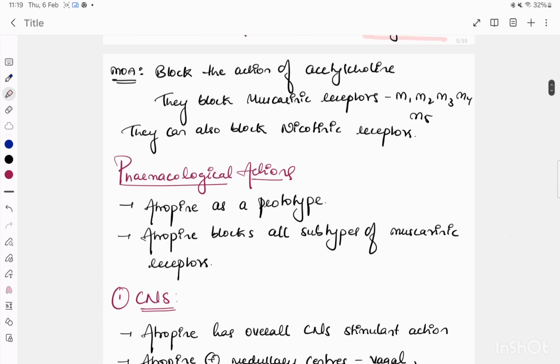Moving on, the mechanism of action. The anticholinergic drugs block the action of acetylcholine, ACh, this neurotransmitter. They also block the muscarinic receptors, all M1, M2, M3, M4, and M5. They can also block nicotinic receptors. This is the mechanism of action.